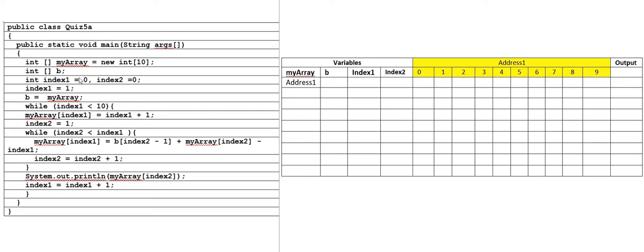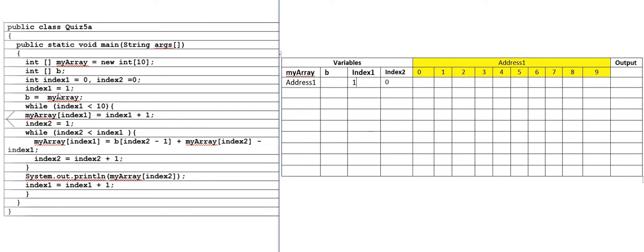Like the previous tracing, we're using two variables here, index 1 and index 2, which are initialized with the value of 0. We initialize both of them with the value of 0. Then after that we updated the value of index 1 to 1. That means it had the value of 0, now updated to 1.